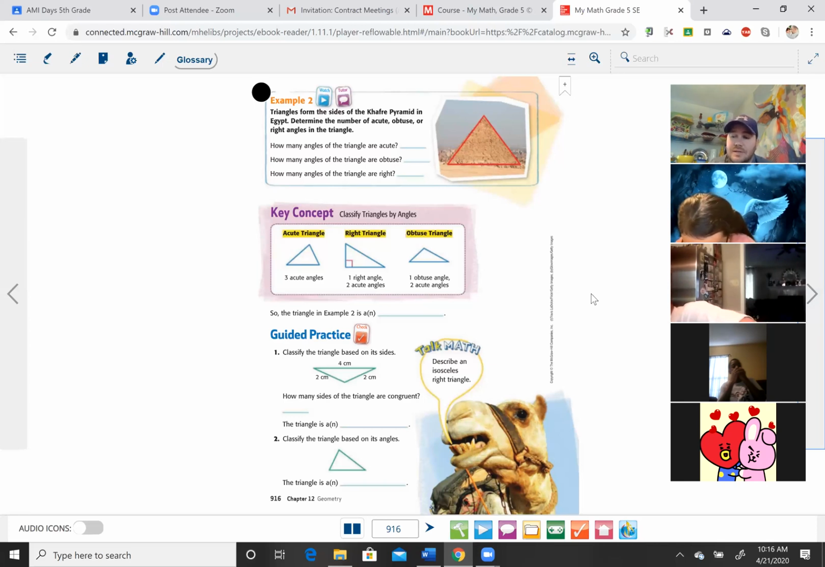Matthew, it's going to be the same logic as yesterday. If you're doing it in your book, yes, I would love for you to physically draw. However, if you're doing it on Google Docs, then no, you do not have to draw. Okay.